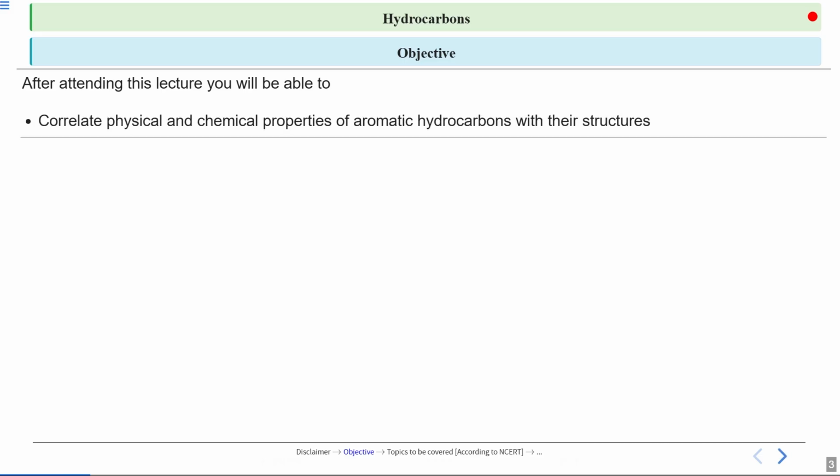Now, what are we going to do? We are going to correlate the physical and chemical properties of aromatic hydrocarbons with their structure. This means we will explore how the arrangement of atoms in this molecule affects things like boiling point, melting point, and how they react with other substances.